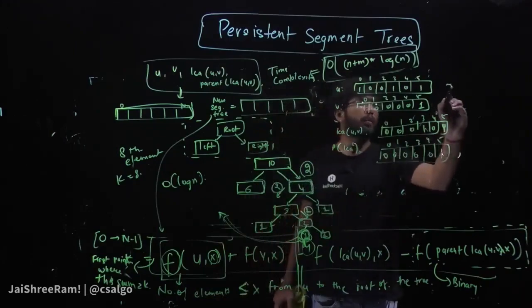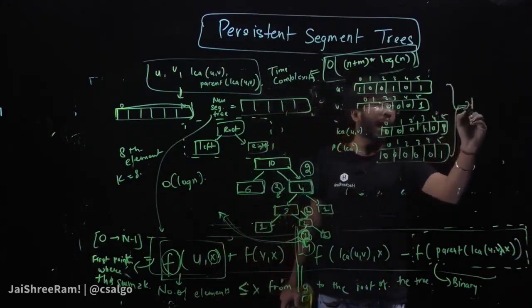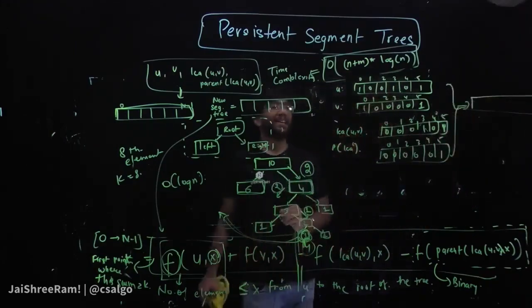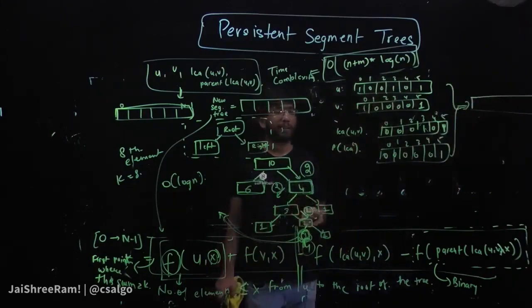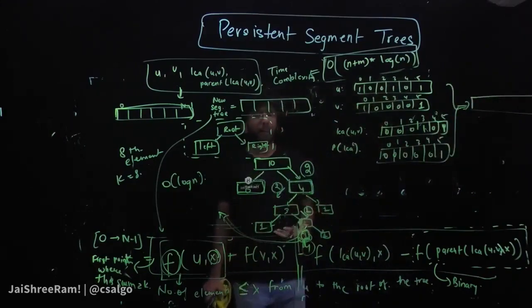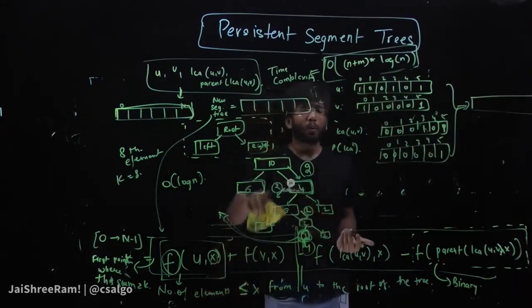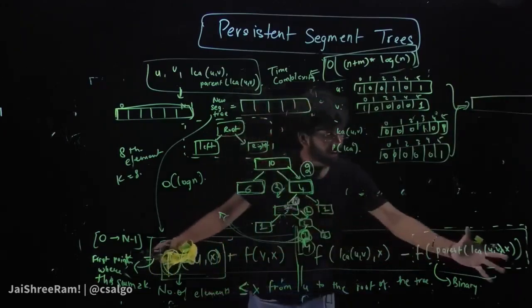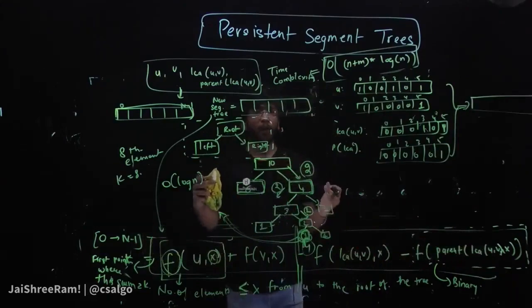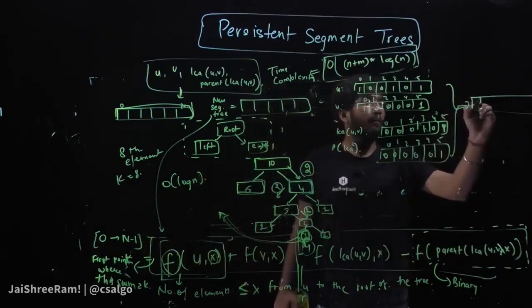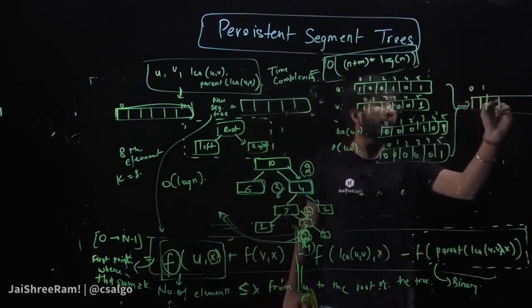The point over here is that a segment tree is always made on an array. So this will actually give me a new array. Yeah, so this is a very good thing to realize over here.